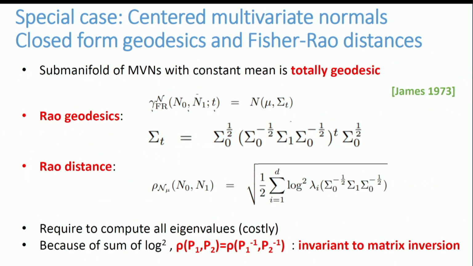In the case where mu is constant, it is also known because it defines a totally geodesic submanifold, and it was solved in 1973. And this is a well-known formula that we meet many times when we study covariance matrices or positive definite matrices. We get this metric distance here, which is the Rao distance for centered multivariate normals. And in that case, not only do we have invariance by the positive affine group, but we also have invariance by inversion. You can check it here somehow. If you take the inverse, it will not change things because you have a log square.